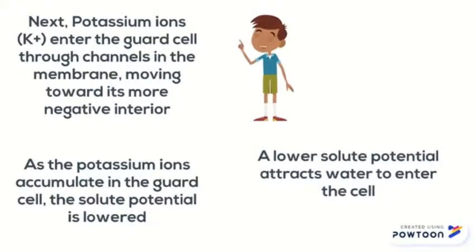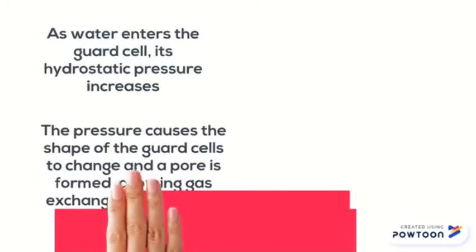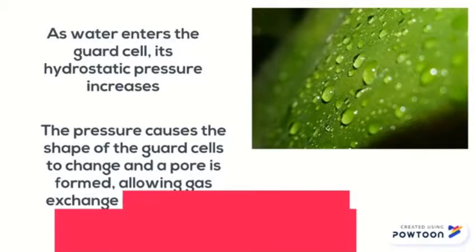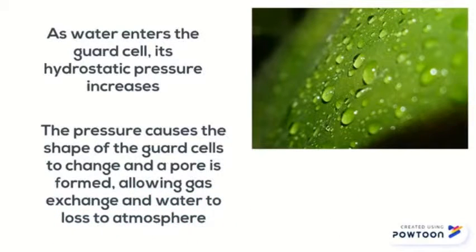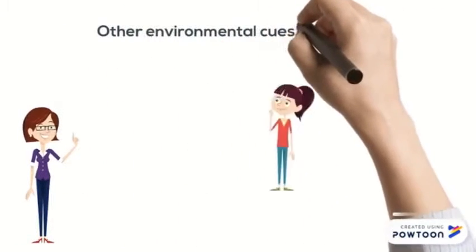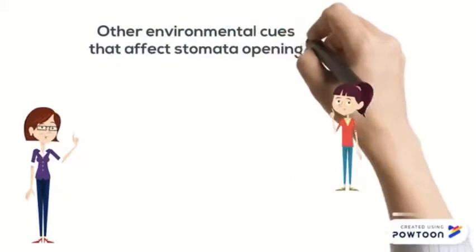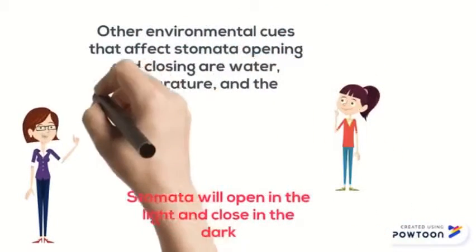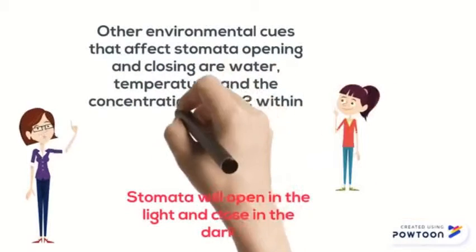A lower solute potential attracts water to enter the cells. As water enters the guard cell, its hydrostatic pressure increases. The pressure causes the shape of the guard cells to change and a pore is formed, allowing gas exchange and water loss. Other environmental cues are water, temperature, and concentration of carbon dioxide within the leaf. Stomata will open in the light and close in the dark.